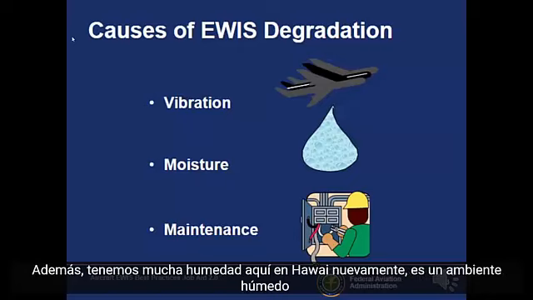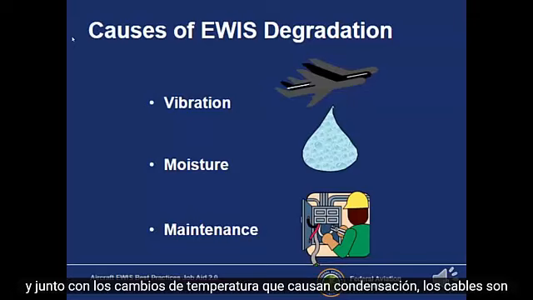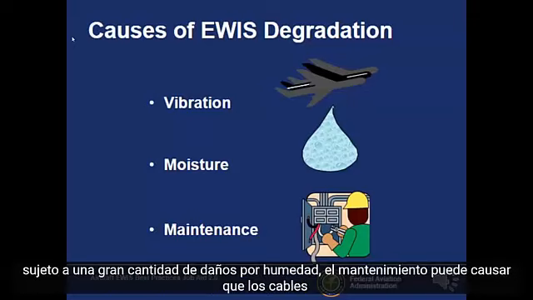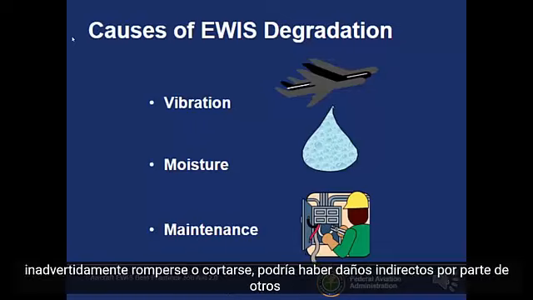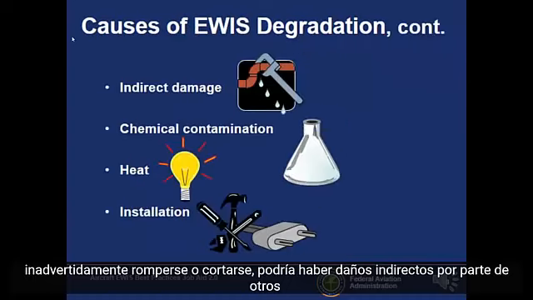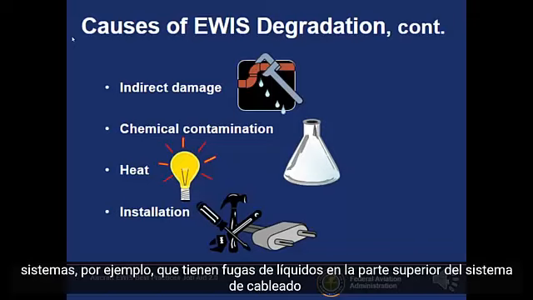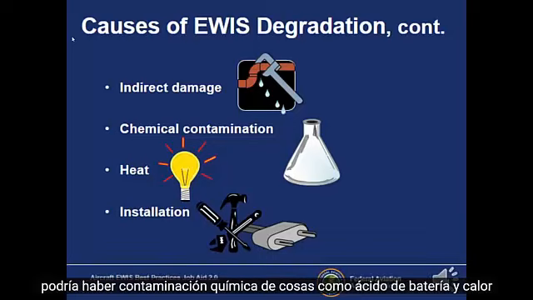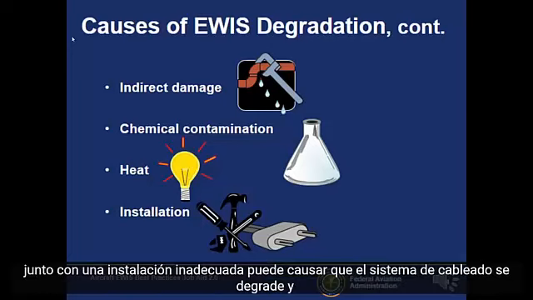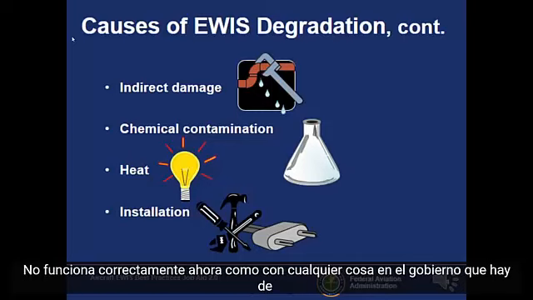In addition, we have a lot of moisture. Here in Hawaii, again, it's a humid environment, and along with temperature changes that causes condensation, the wires are subject to a lot of moisture damage. Maintenance can cause wires to inadvertently be broken or snipped. There could be indirect damage from other systems, for example, having fluids leaking on top of the wiring system. There could be chemical contamination from things like battery acid, and heat, along with improper installation, can all cause the wiring system to degrade and not function properly.